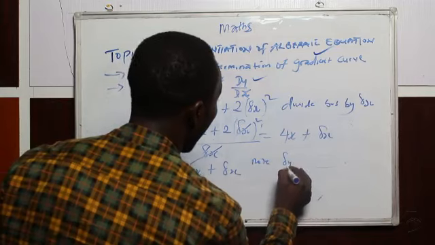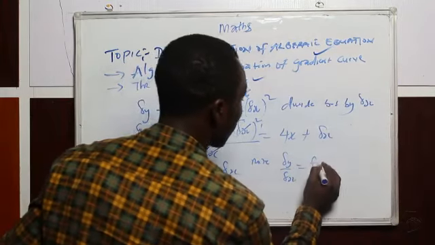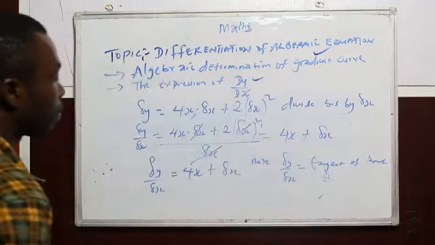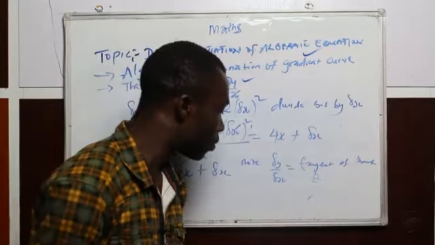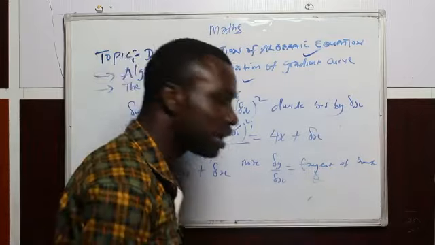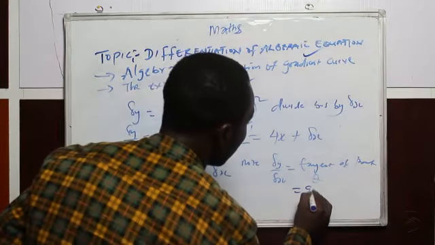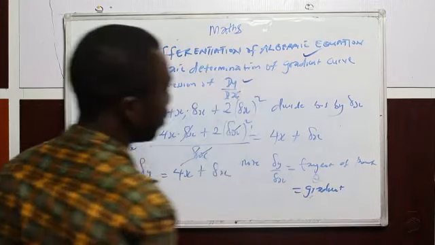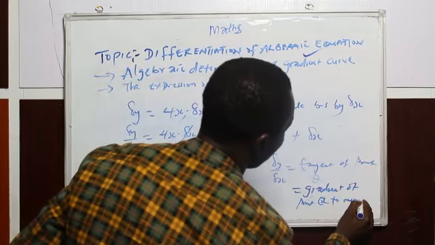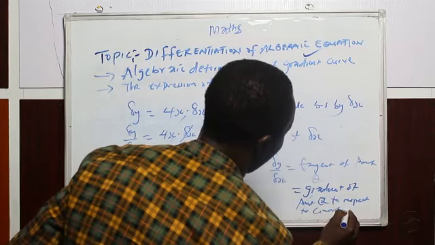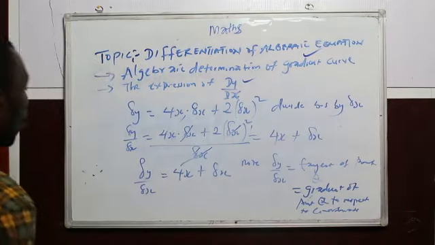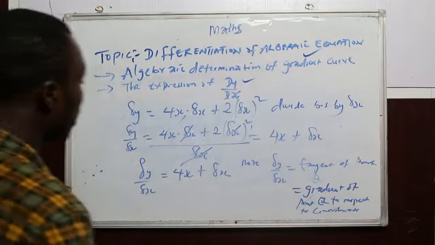Now, note that delta y over delta x is the tangent of point Q, which gives us an expression that it is equal to the gradient of point Q with respect to the coordinates. Therefore, delta y over delta x is equal to 4x plus 2 delta x.